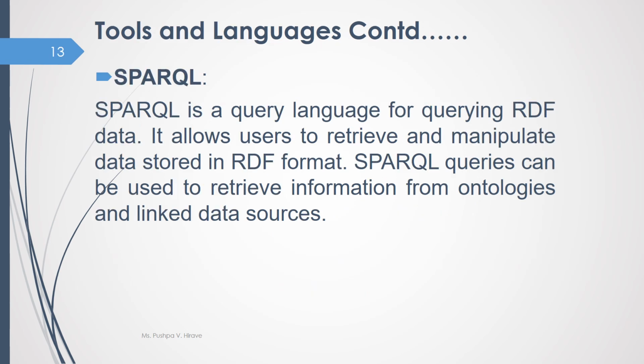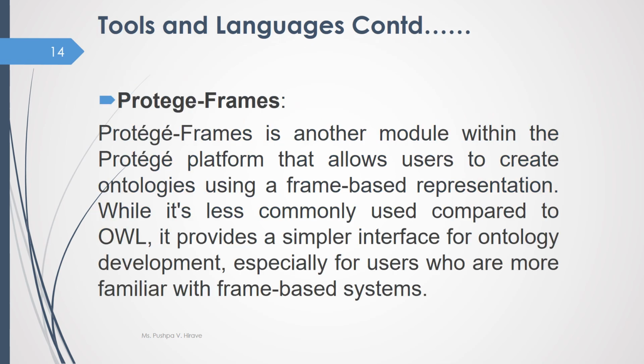The next one is SPARQL. SPARQL is a query language for querying RDF data. It allows users to retrieve and manipulate data stored in RDF format. SPARQL queries can be used to retrieve information from ontologies and linked data sources. The second last is Protege Frames. Protege Frames is another module within the Protege platform that allows users to create ontologies using a frame-based representation. While it's less commonly used compared to OWL, it provides a simpler interface for ontology development, especially for users who are more familiar with frame-based systems.